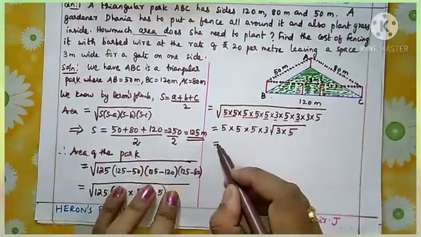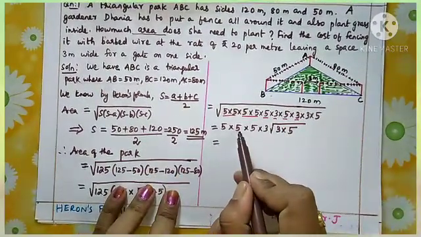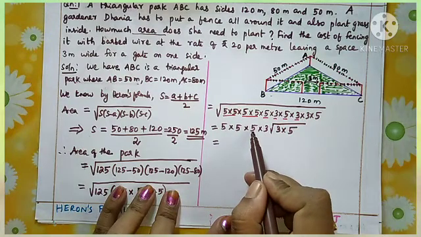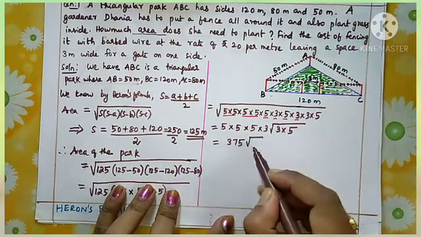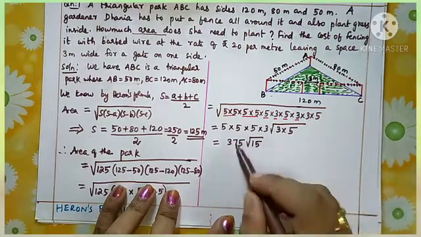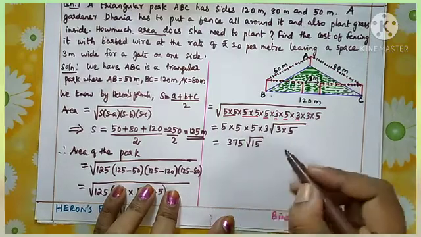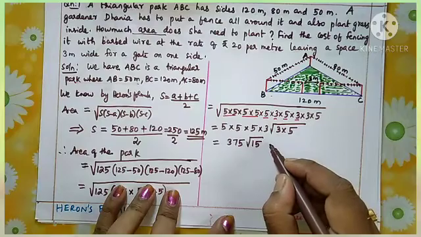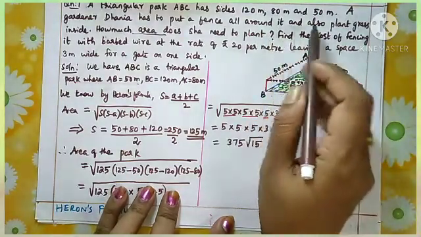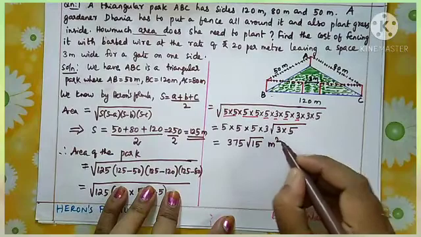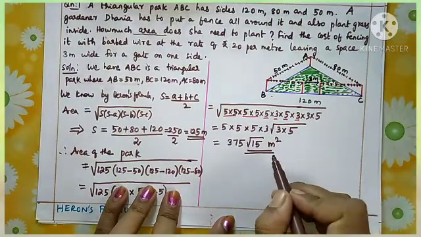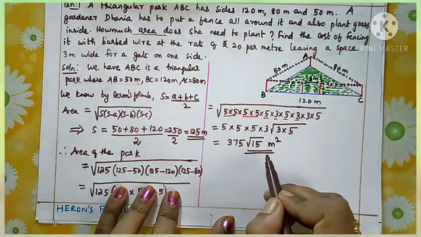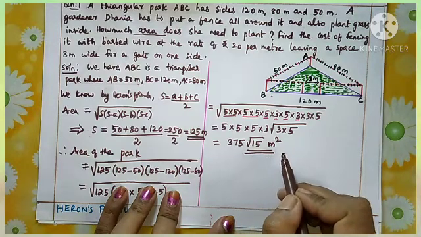Now you multiply these numbers. 5 into 5 is 25, 25 into 5 is 125, 125 into 3 is 375 root of 15. So this is the required area of the park, and you should write the unit. What is the unit given in the question? Meter, so meter square. Thus we got one answer: the area of the park is 375 root of 15 meter square.